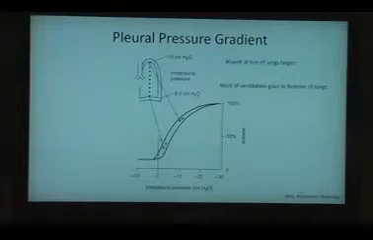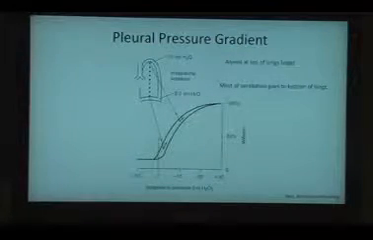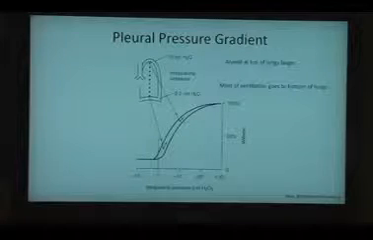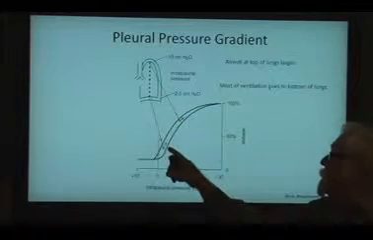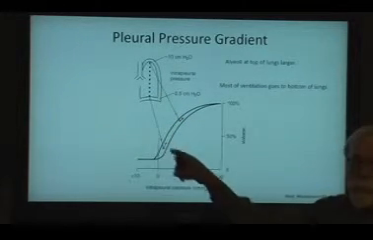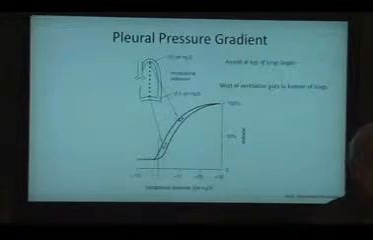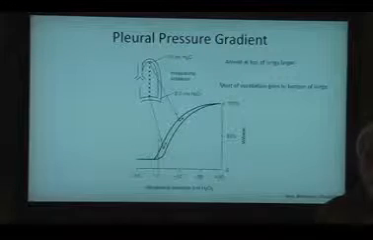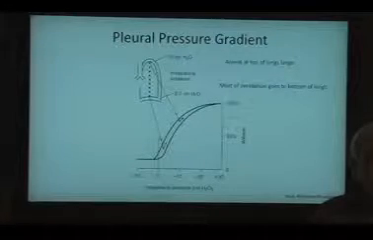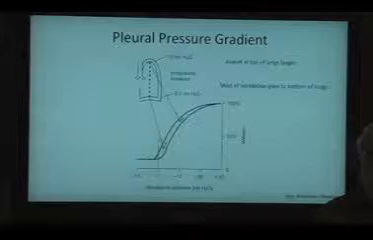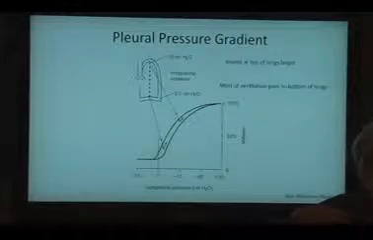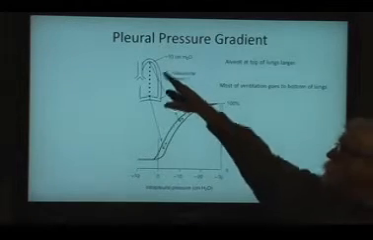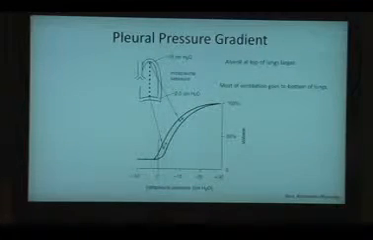Secondly, most of the ventilation goes to the bottom of the lungs, and the reason is that those alveoli are on a more compliant part of the volume pressure curve. So as you and I are normally breathing right now, the distribution of ventilation is more to the bottom of the lungs than to the top of our lungs, and that is the result of the pleural pressure gradient.